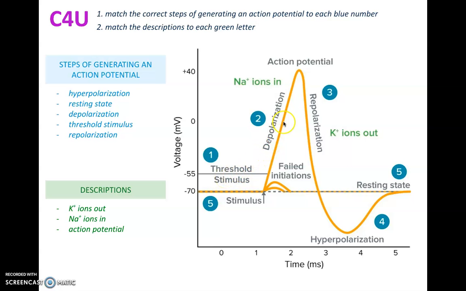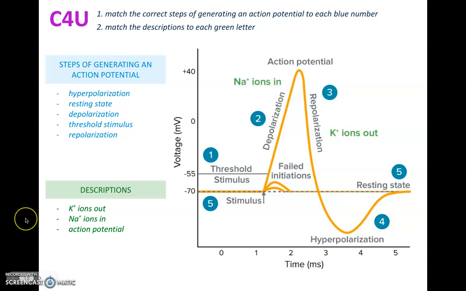We have depolarization first with those sodium ions rushing in. We're going to flip the charge of the membrane. That's going to generate the action potential, that temporary reversal of charges internally and externally. Step 3, repolarization. Those potassium ions heading out. Then hyperpolarization is a little bit more pronounced on this particular graph. And then back to our resting state.